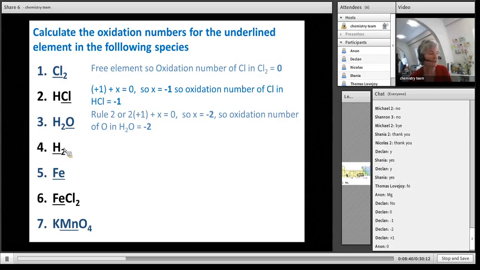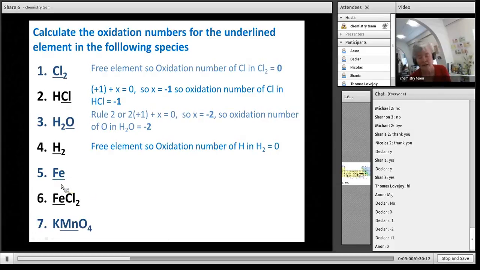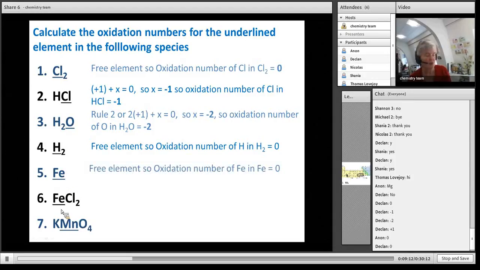So it's the same thing as with chlorine, and the hydrogen. If it's not bonded to another element, it's a free element, and it's neutral. Okay, rule number 1 only applies to neutral free elements, and it's neutral, so it's going to be 0. Iron, what will its oxidation number be? That'll also be 0, because iron is only bonded to other iron atoms, so it's neutral. Okay, free element. It's neutral and its oxidation number is 0.